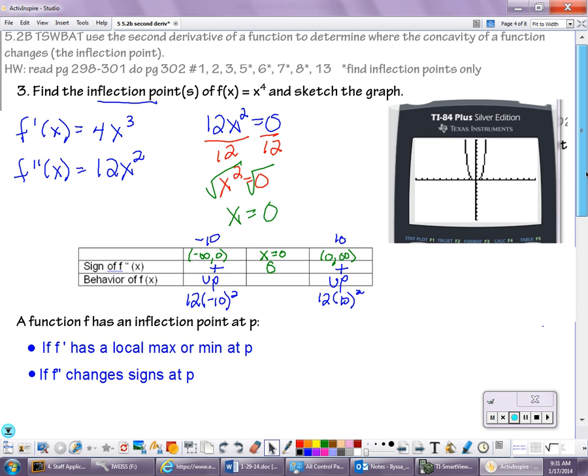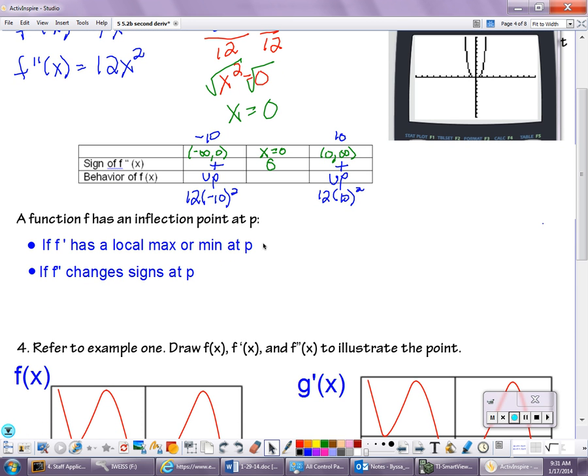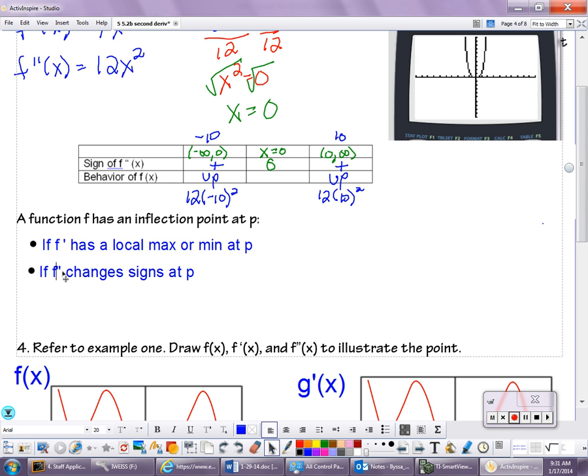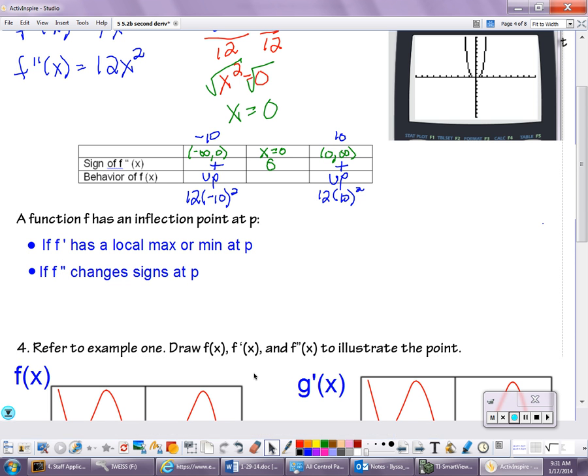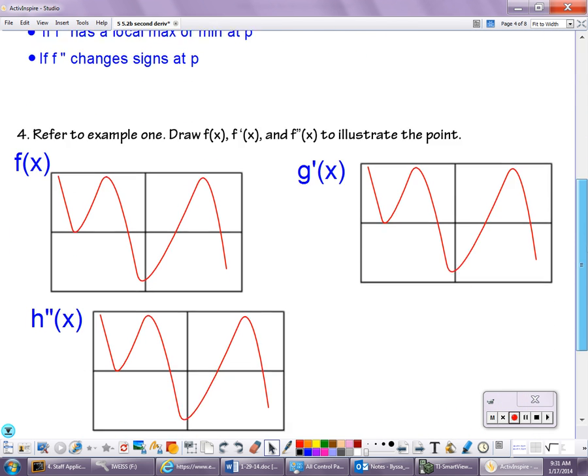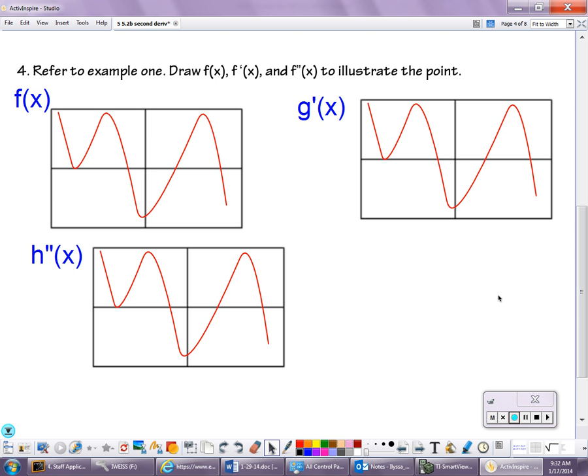Okay, so a function f has an inflection point at p if the first derivative has a local maximum or minimum at p, meaning the sign changes, or if the second derivative changes signs from positive to negative or the other way around, negative to positive, at p, which is why we would make this chart. Okay, so we draw the first derivative, draw f times w.